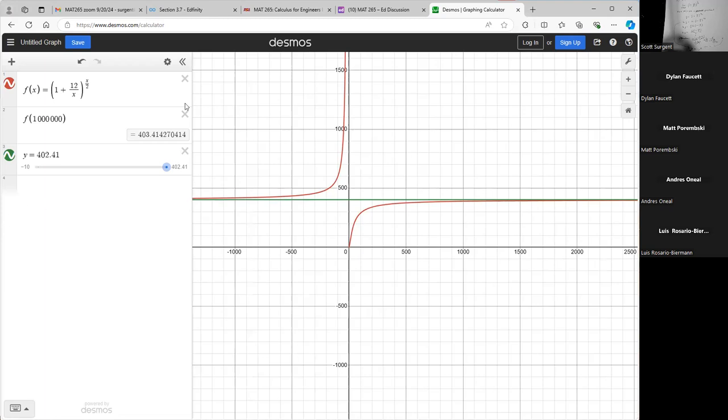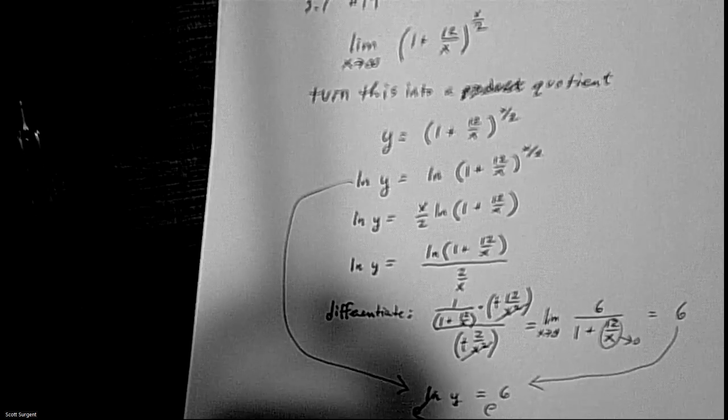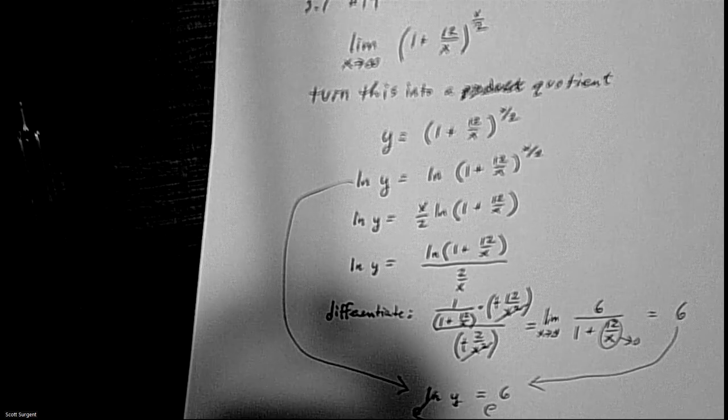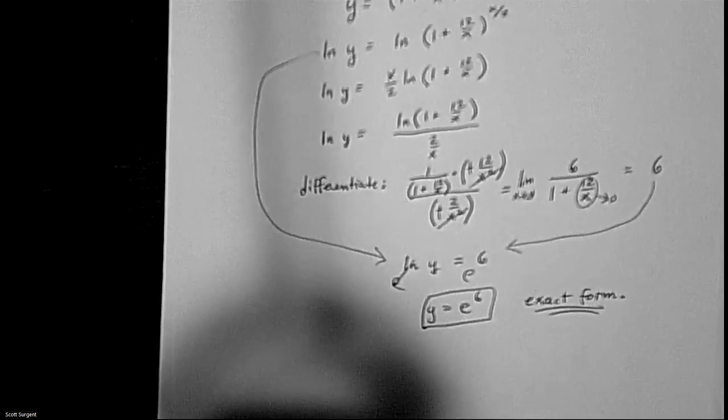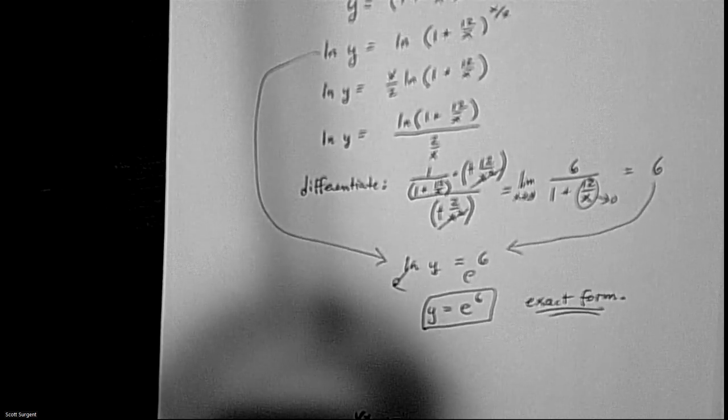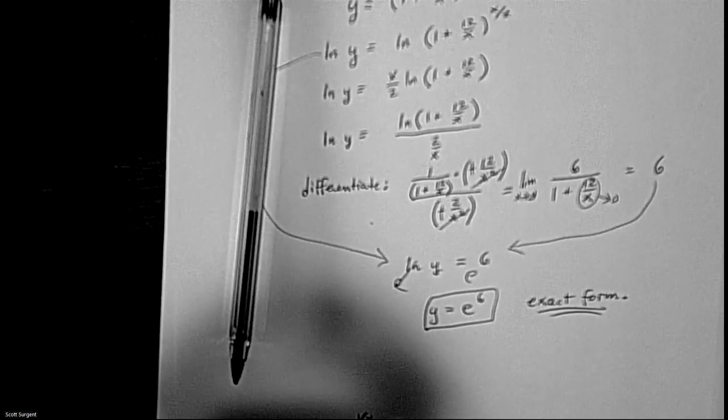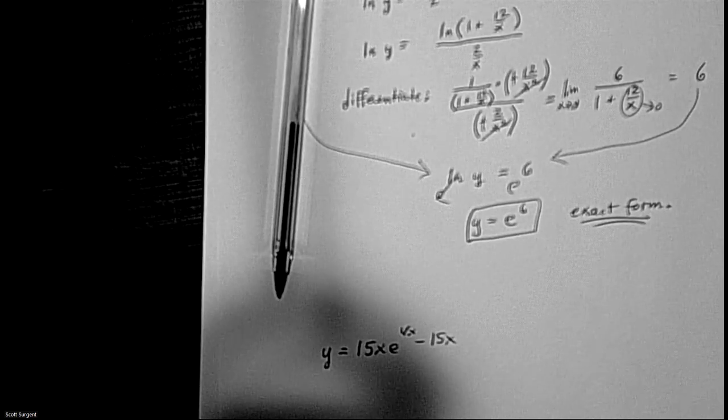Let me pull another one up. I'm going to stop the share for a moment. I'm going to be confusing myself. I'm just going to pull one off the homework, let's do a different one. How about number 11? Number 11 is 15x e to the 1 over x minus 15x. All right, so let's do that. In fact, I'll do that one on Desmos, and then I'll go back and show you some maneuvers analytically. So let me reshare the screen.